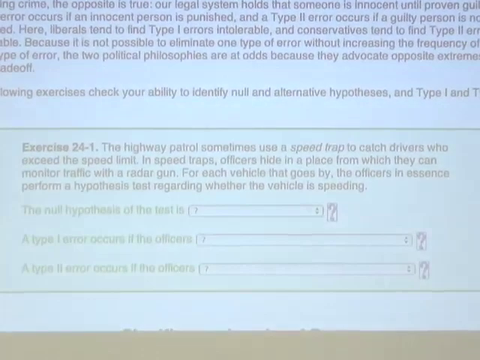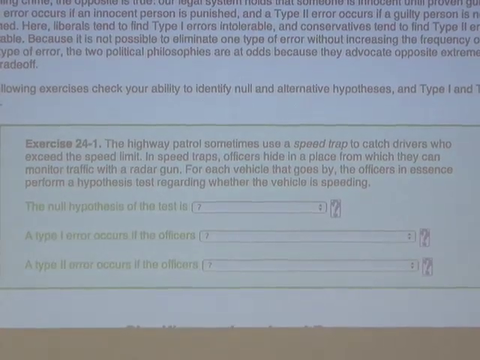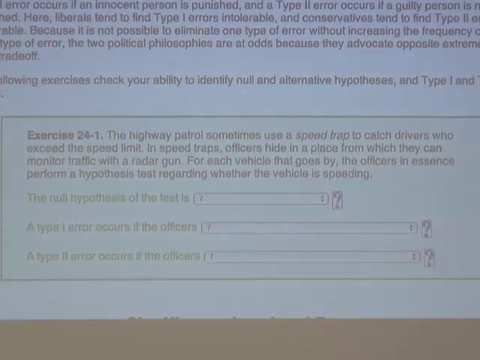All right, so let's look at this example of a speed trap. You're going down the street. There's a radar gun aimed at you. What's the null hypothesis in this situation? Is it that you're speeding or that you're not speeding?